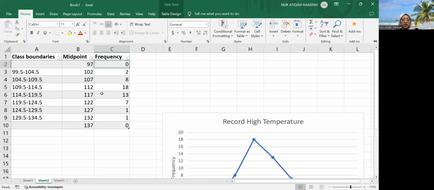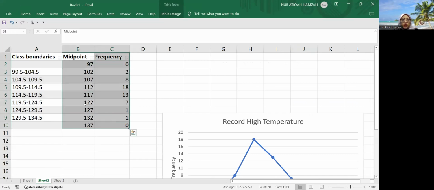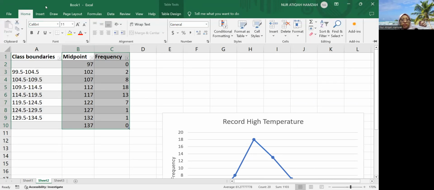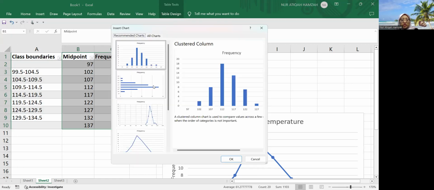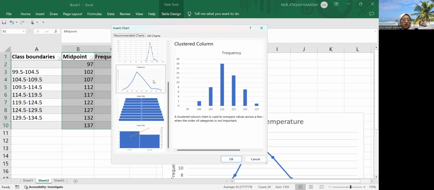So sebenarnya frekuensi polygon ni ada juga dekat dalam Microsoft Excel. Awak just ambil dua point awak, dua variable awak x dengan y, and then go to insert, then we have recommended chart. So awak boleh ambil yang this one, frequency ni.